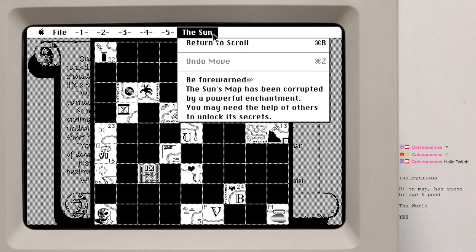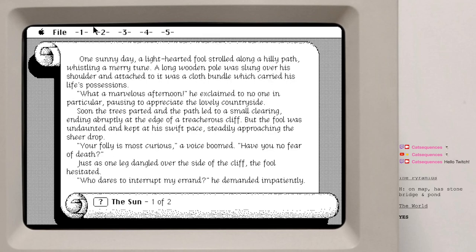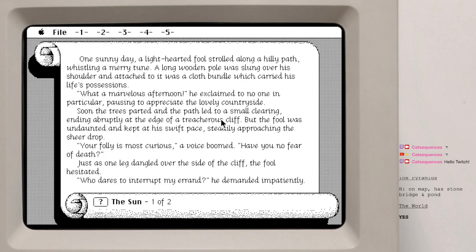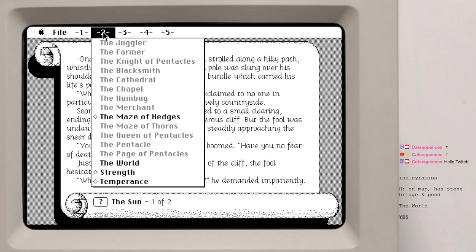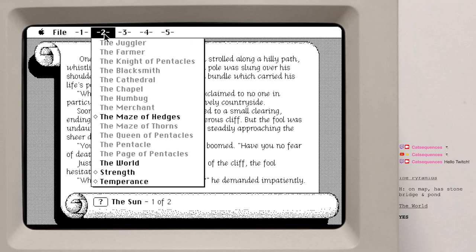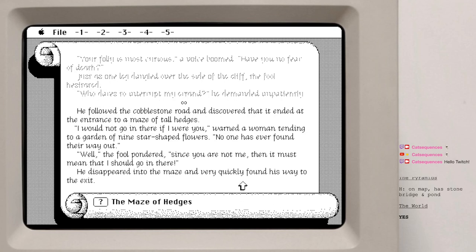So let's return to the scroll. All we'd done last time is we solved three puzzles, which I think was pretty good going, to be honest. So we did the Wheel of Fortune, that unlocked the archway, and once we'd completed the archway, that unlocked the pyramids. So then, I guess... Yeah, that didn't unlock anything new on that section, did it? Interesting. So we need to go to the Maze of Hedges next.